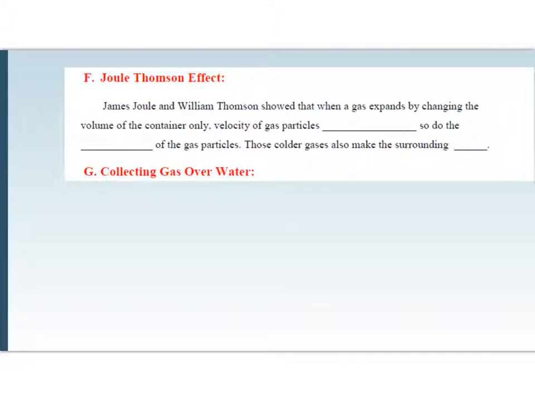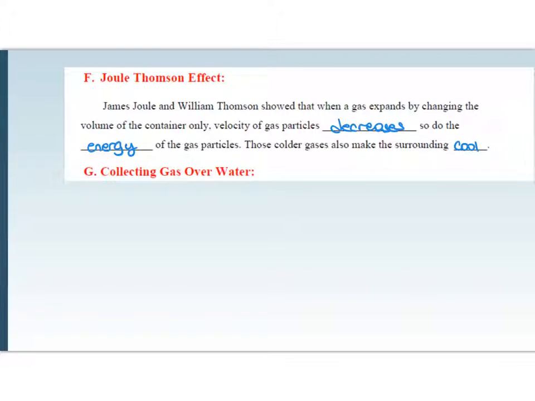And the Joule-Thomson effect. James Joule and William Thomson showed that when a gas expands by changing the volume of the container, the velocity of the gas particles decreases, and so does the energy of the gas particles. Those colder gases also make the surroundings cool. So in fact, this is the working principle of air conditioners and refrigerators.